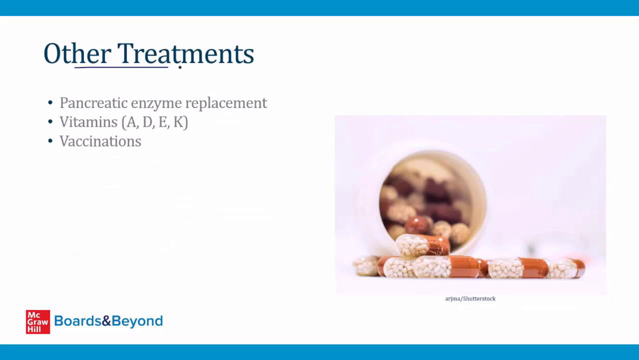Some other treatments that can be used in cystic fibrosis are shown in this slide. So pancreatic enzyme replacement refers to pills that patients can take, and they replace the enzymes that normally come from the pancreas. This helps patients to absorb fats normally. You also sometimes supplement these patients with vitamins, especially the fat-soluble ones like A, D, E, and K. And then lastly, because these children have abnormal mucus in their lungs, you don't want them to get any lung infection. So vaccinations are very important for things like RSV and flu and COVID-19 and anything that can cause a lung infection.